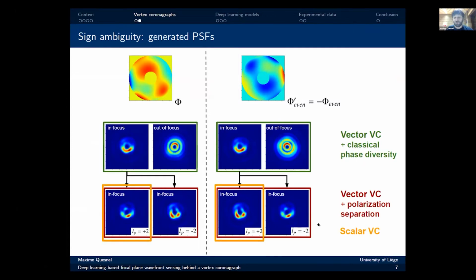But what you can also do is use a scalar vortex coronagraph. And in this case, you will just use the in-focus PSF without splitting any polarization as an input, because the signature is different for the two phase maps.